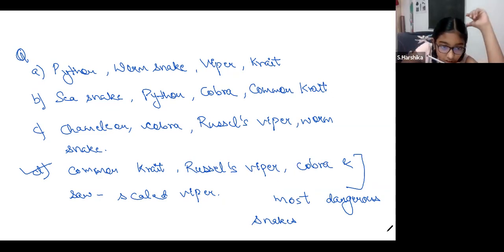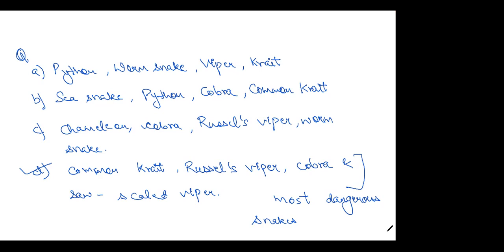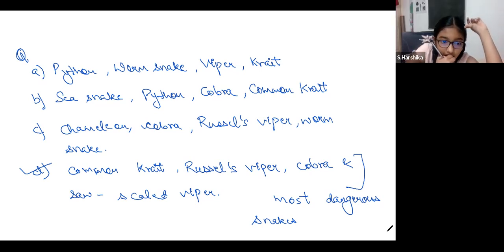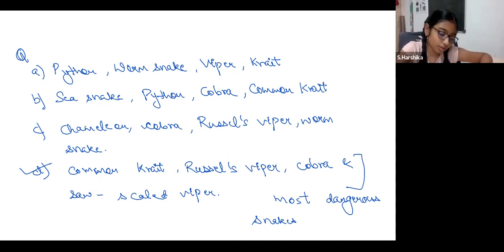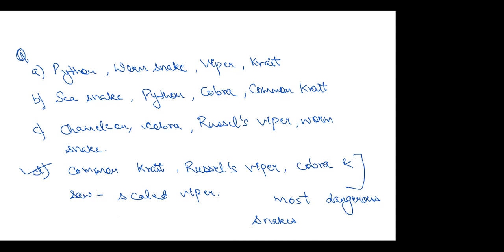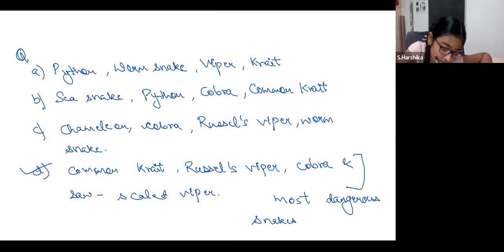It's saw-scaled viper, right? Saw-scaled viper. S-A-W, then hyphen, then S-C-A-L-E-D. Saw-scaled viper. 2 types of viper, cobra, and the common crate, right? And the common crate. So these are the most dangerous snakes. Okay. So should I move further? Yes.